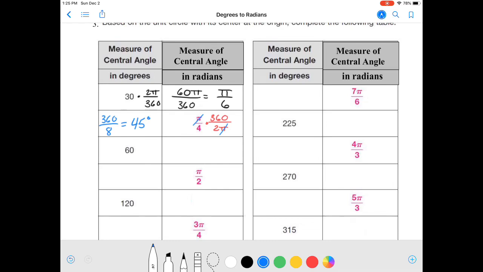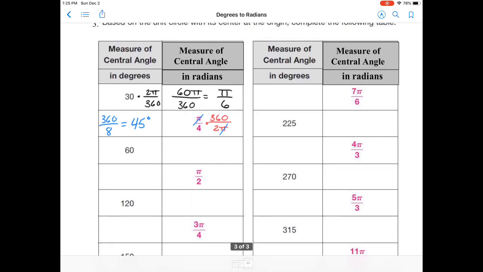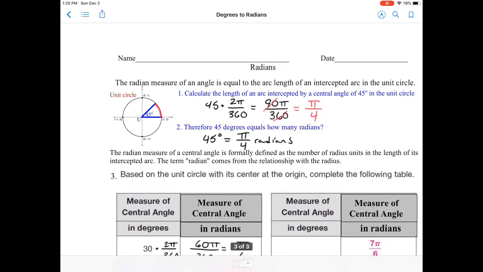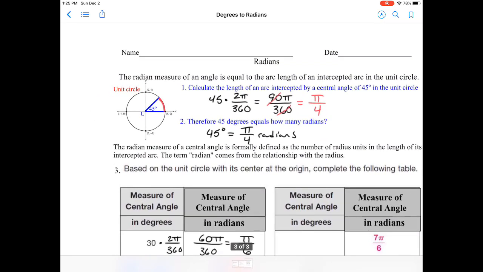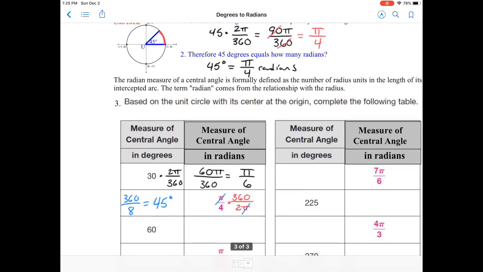I would like you now to finish the rest of this table on your worksheet. You can work together. Please remain on task while you're going through and finishing this. I'm going to leave the sheet like this so you can copy down any notes you may have missed.